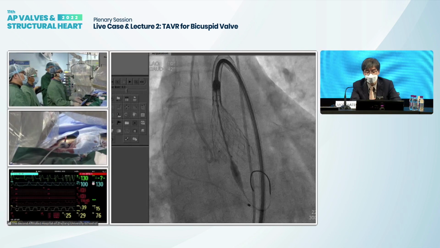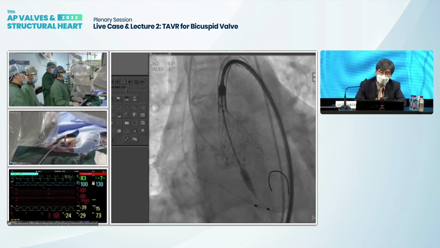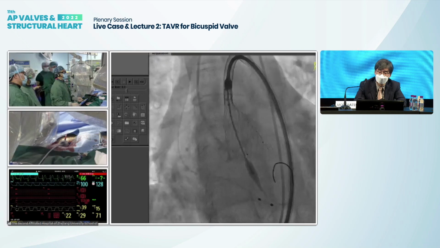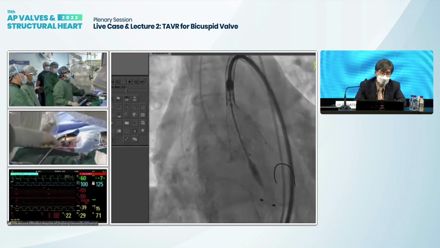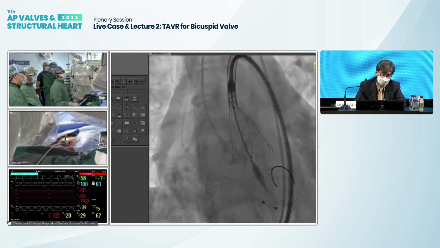Coaxiality is not good. We can see the three marks are not aligned very well. See a fair amount of tension in the catheter, see, isn't it? In the lesser curve of the aorta as well.